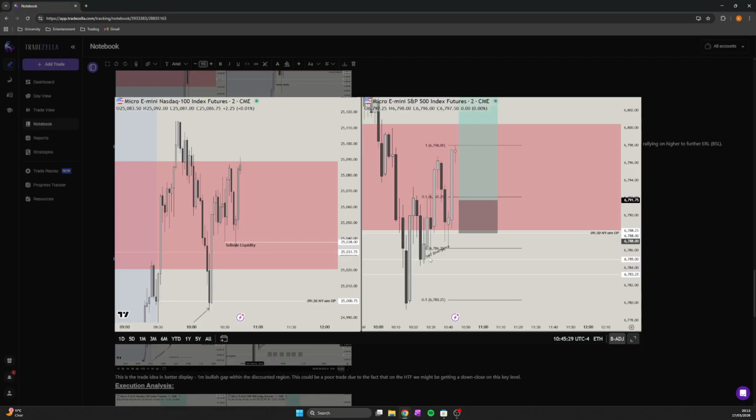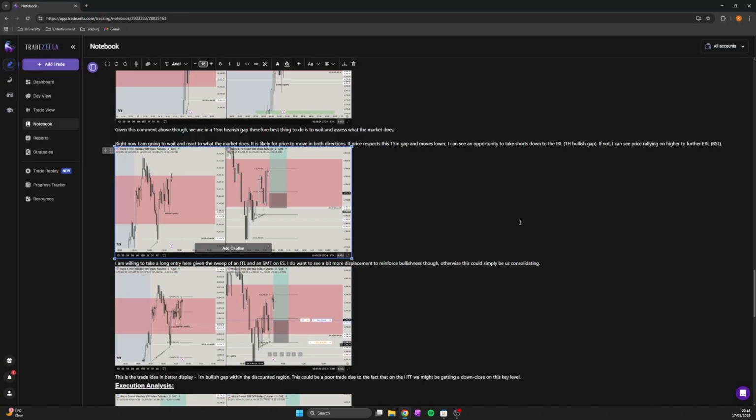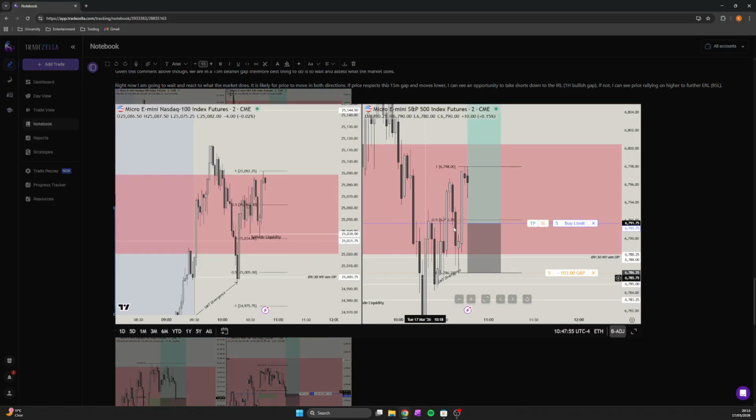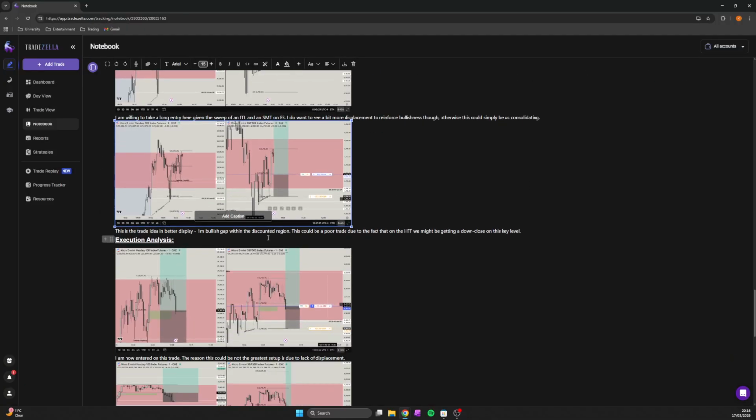And what do I see here? We have an SMT on a 5-minute. Then we have a 2-minute displacement leg. And then we had a 1-minute gap right here, okay? So this was the trade. We had this SMT on the high time frame, bang bang, the 1-minute gap was right here, and that was my entry point. Okay. So trade idea in better display: 1-minute bullish gap within the discounted region.